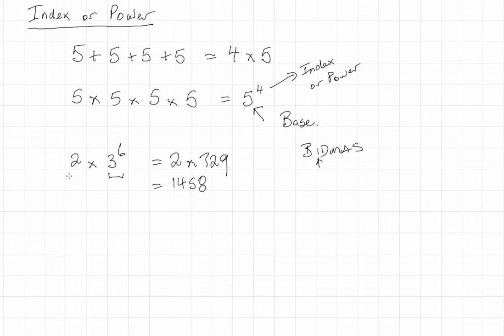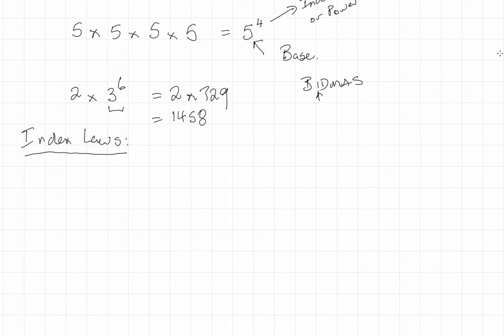Okay, so we've got indexes and powers, and there are some rules that govern how we cope with these indexes and powers. So we'll call them the index laws. They are laws that need to be committed to memory, and once you get the hang of them, they should fall into place for you. So the first one is multiplication.